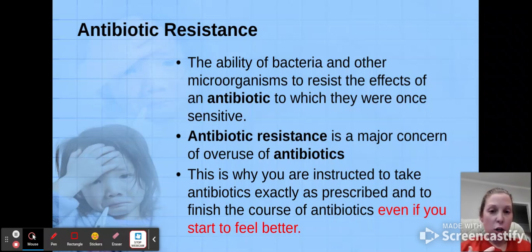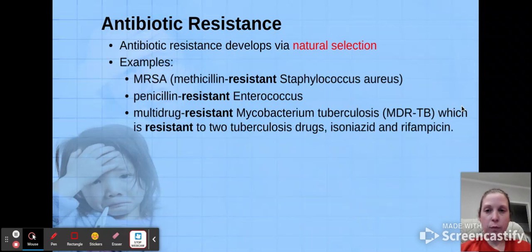So this is why you're instructed to take antibiotics exactly as prescribed. So, twice a day for 7 days, 10 milliliters once a day for 12 days, whatever it may be. And to finish the course of antibiotics, even if you start to feel better. So a lot of times when you use antibiotics, you'll feel better after 2 or 3 days on the antibiotic. You need to continue to use it because if you don't, then your body is having to work harder anyway to still fight off the infection that you still have or the bacteria that you still have. We need to kill it, eradicate it, and then dispose of the antibiotic that's left.